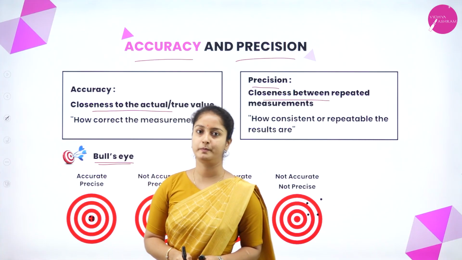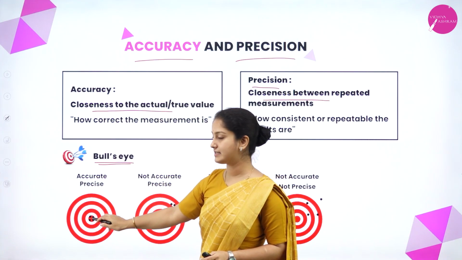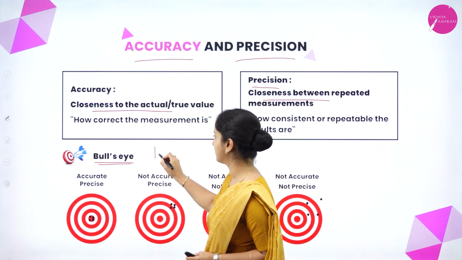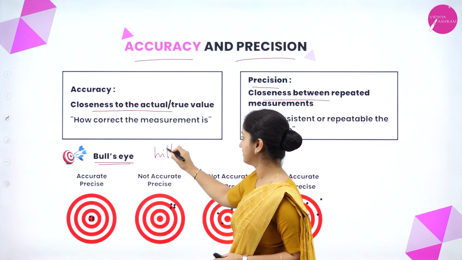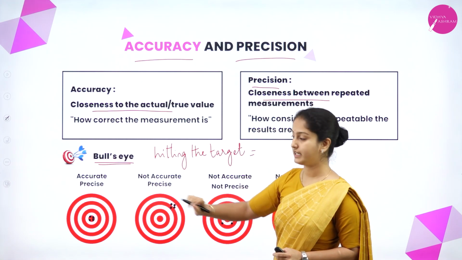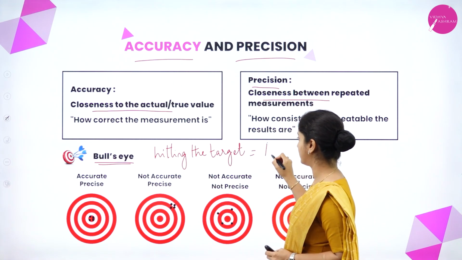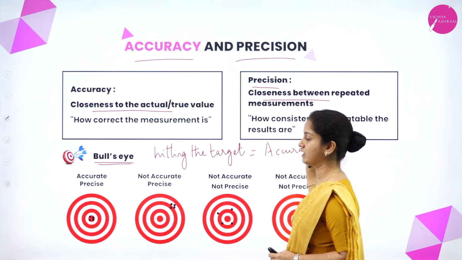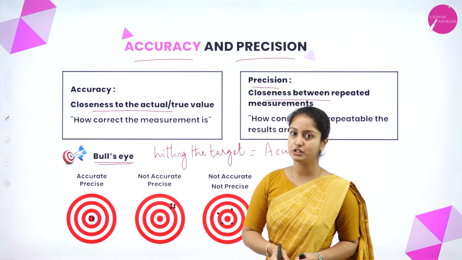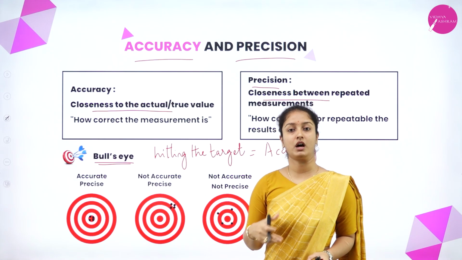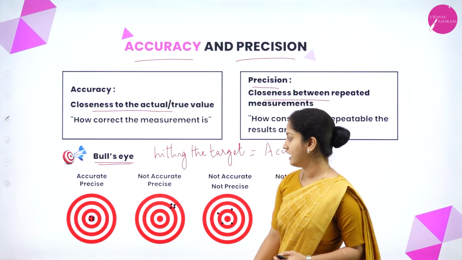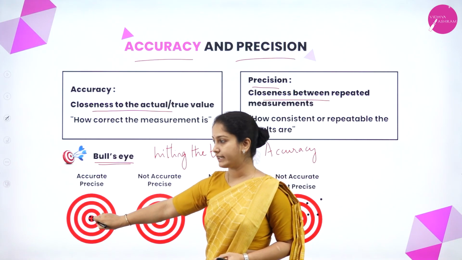I hope you know how to play bull's eye. There is a target at the center, and you have to hit the target. Here let us assume hitting the target is equal to accuracy. So that is the accurate value supposed to be achieved in the bull's eye. And precision is how repeatedly or consistently it has hit the same target, or the same place, you can say.